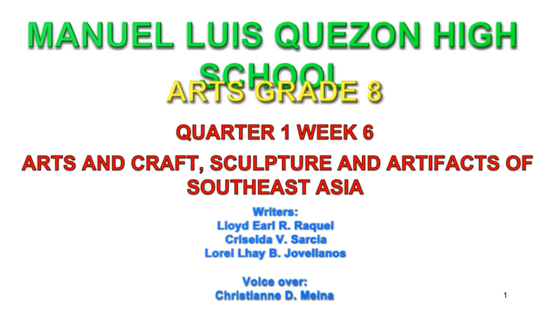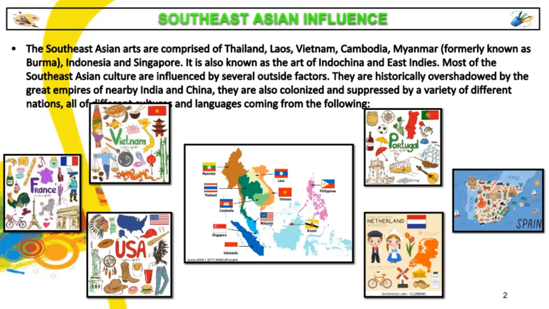Let us bind: the Southeast Asian influence. The Southeast Asian arts are comprised of Thailand, Laos, Vietnam, Cambodia, Myanmar, formerly known as Burma, Indonesia, and Singapore. It is also known as the art of Indochina and East Indies. Most of the Southeast Asian cultures are influenced by several outside factors.